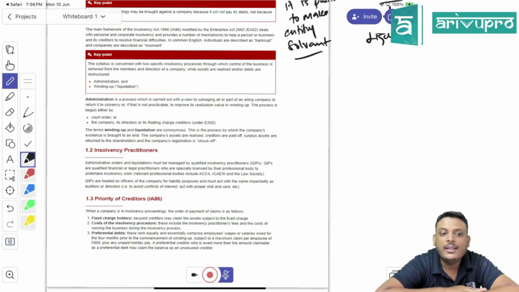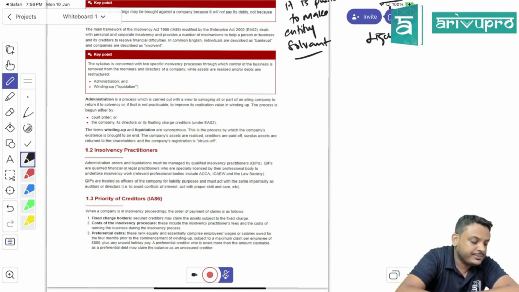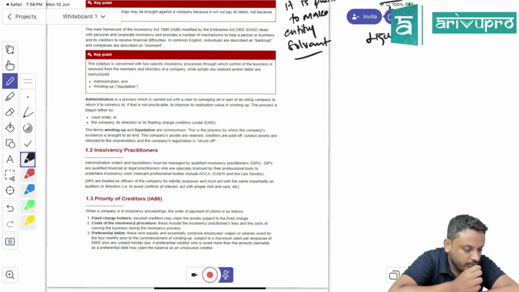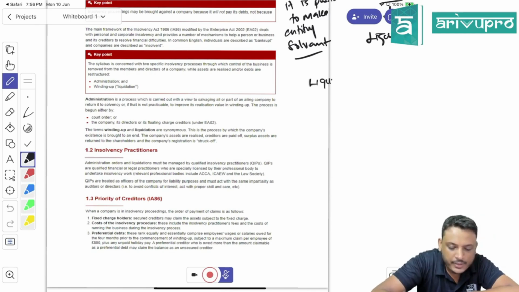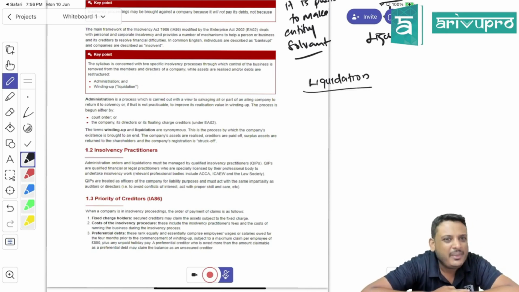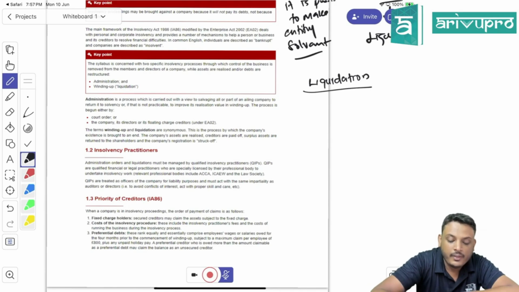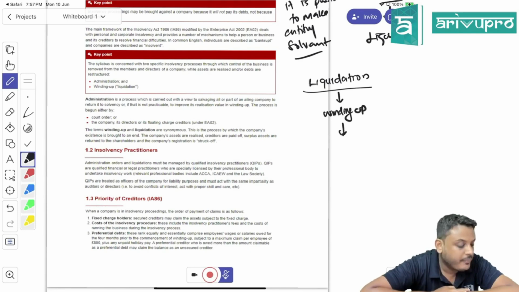Now heading, write down liquidation. Mark it as important. That is what we call winding up. Under that, write down: liquidation is a dissolution or winding up of a company.